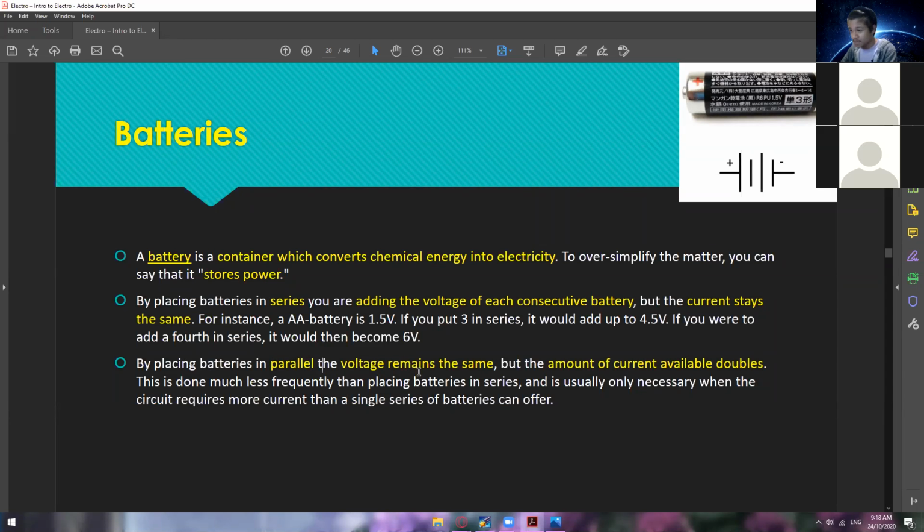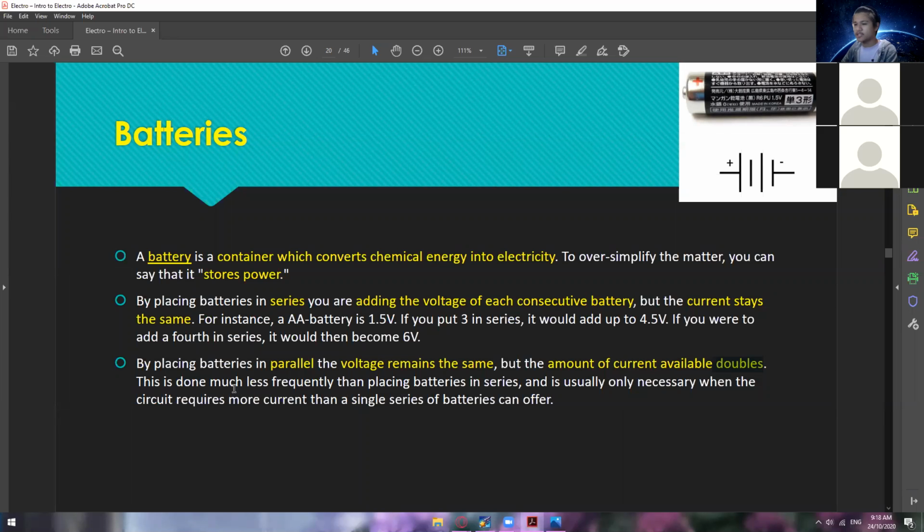And then by placing batteries in parallel, the voltage remains the same. So still the same voltage output, but the amount of current available increases. If you have two batteries, it doubles the current. If you have three batteries in parallel, it triples the current.